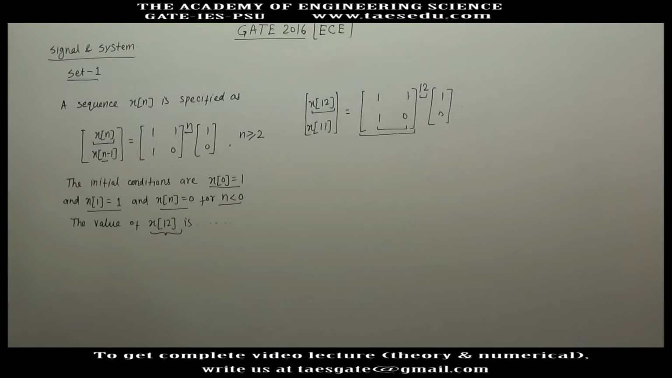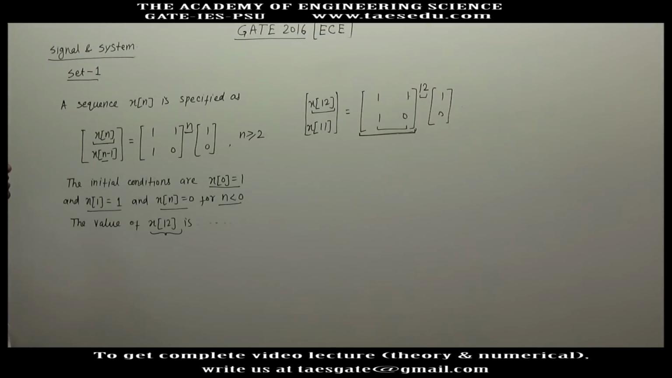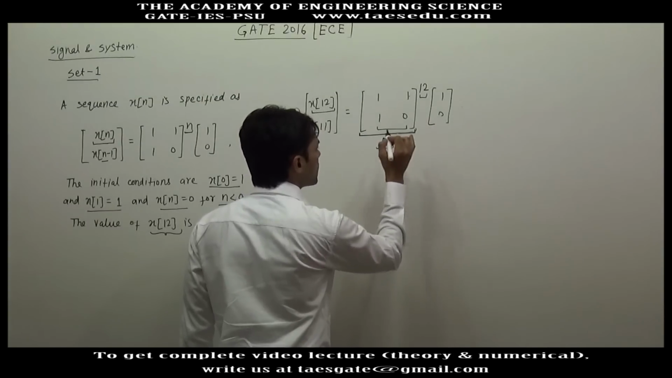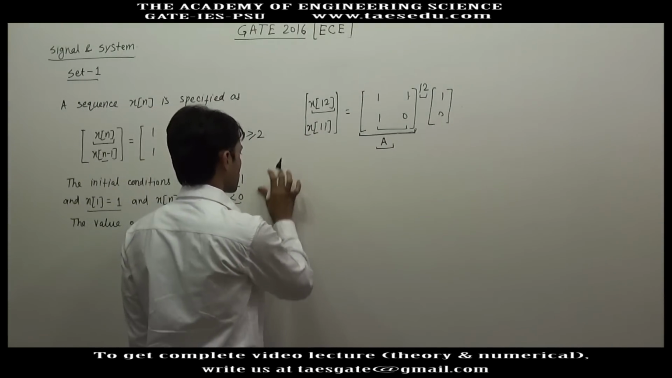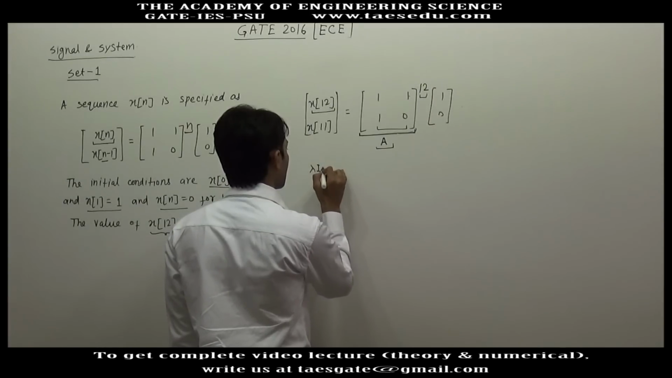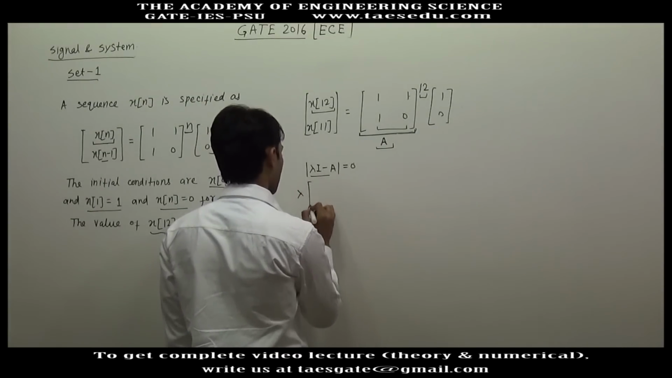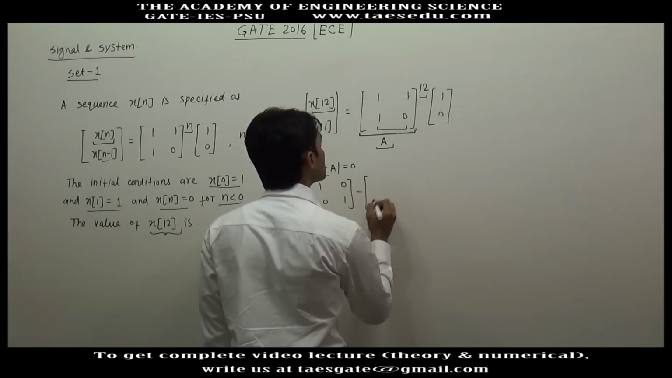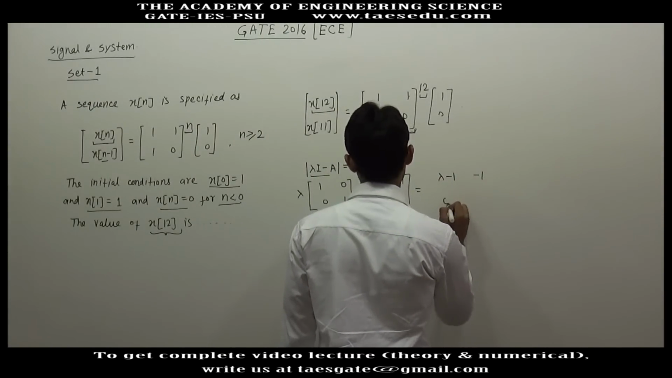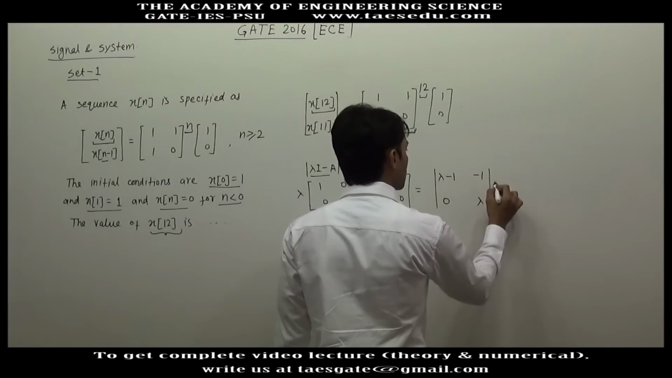To find this, we will use the Cayley-Hamilton theorem. The Cayley-Hamilton theorem says that this matrix A satisfies its own characteristic equation. So we will first find the characteristic equation, which is given by the determinant of lambda I minus A equal to 0. So lambda I minus A will be lambda times 1001 minus A, which is 1110. This will be lambda minus 1, minus 1, 0 and lambda, and we have to equate its determinant to 0.